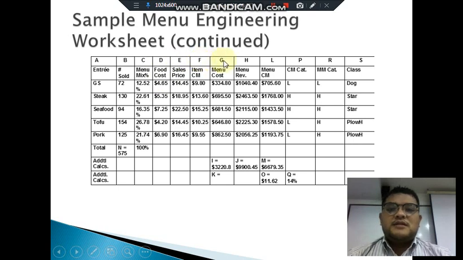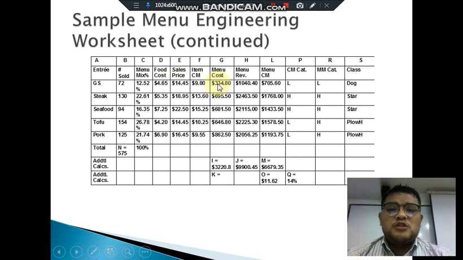Then what is G? What is G, guys? G is the menu cost. This one is the food cost of one. $4.65 is the cost of one GS. What is GS? I'm not sure. Maybe grilled steak. So for one grilled steak, or GS, the cost is 4.65.